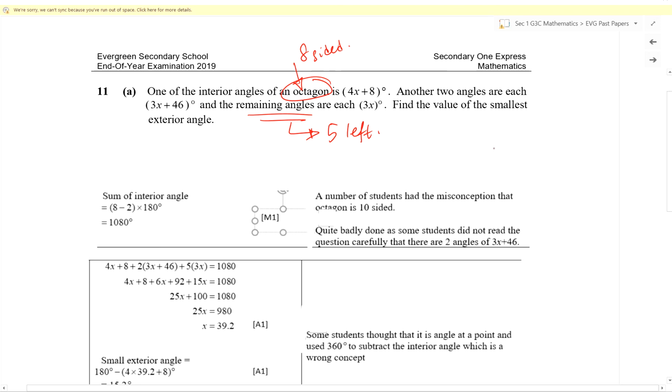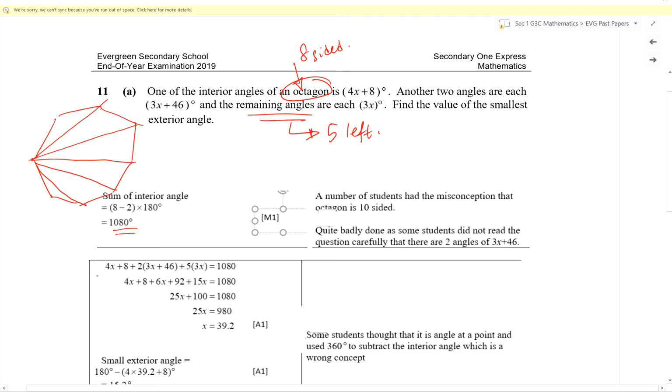Before we get to doing that, I'm sure we need to find the sum of the interior angles. So we obtain that by the formula, 8 minus 2. For an 8-sided figure, 1, 2, 3, 4, 5, 6, 7, 8, I can split it into 6 triangles. So 6 times 180 degrees, this is the total, 1080.